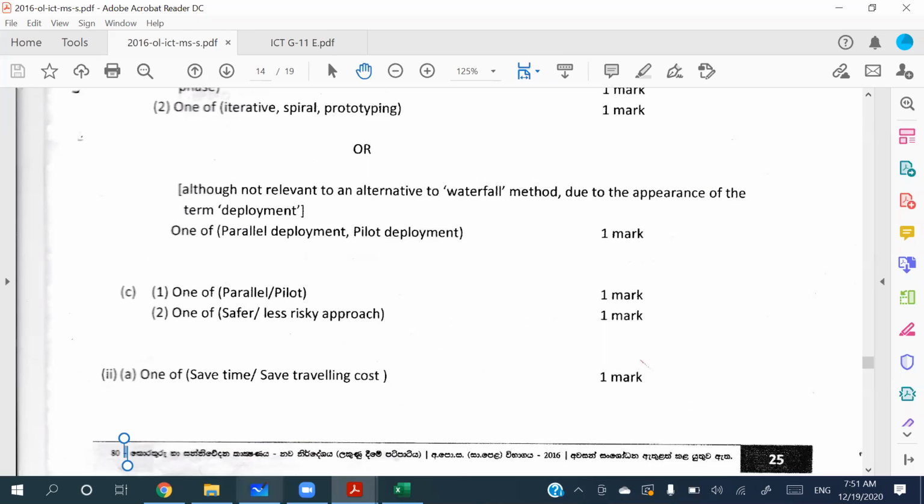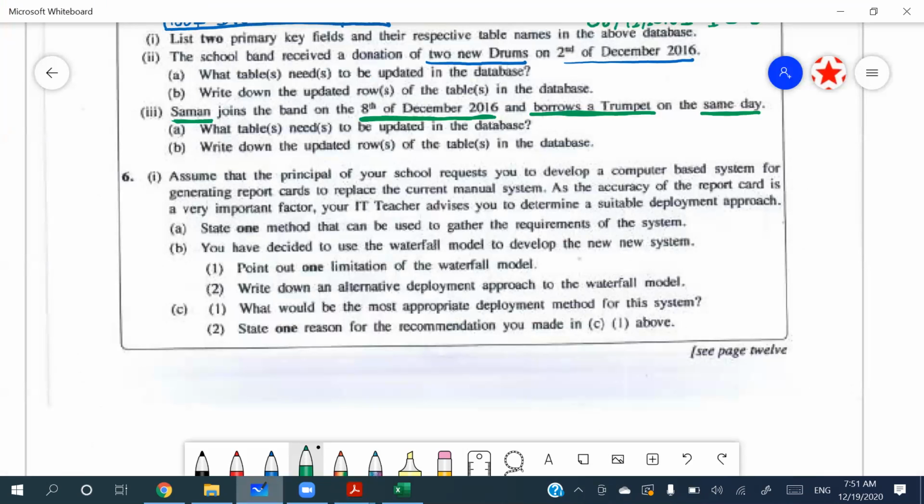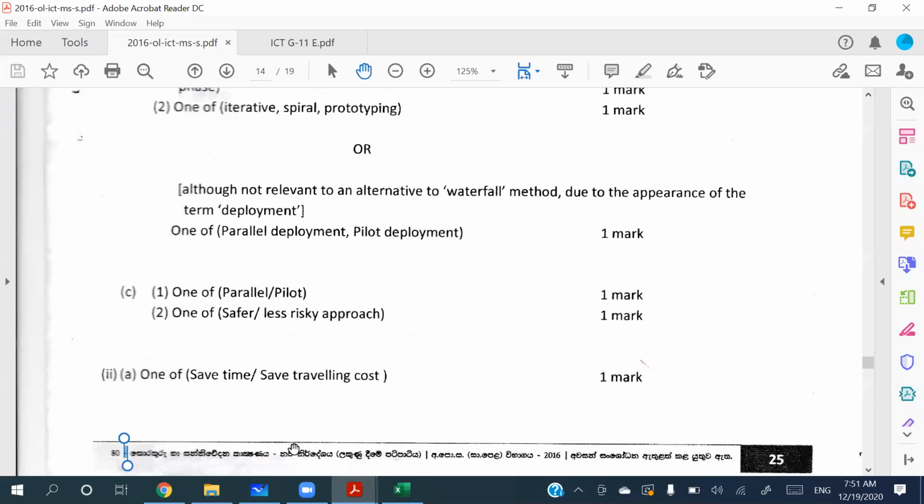And in the next question, they are asking you to state one reason for the recommendation you made above. So you can say for safety, to minimize risk. Those kinds of answers can be taken. So a safer, less risky approach, right? Those kinds of answers can be taken for this particular question. So if you got any alternative answers, just let me know, right? So I can correct these things.